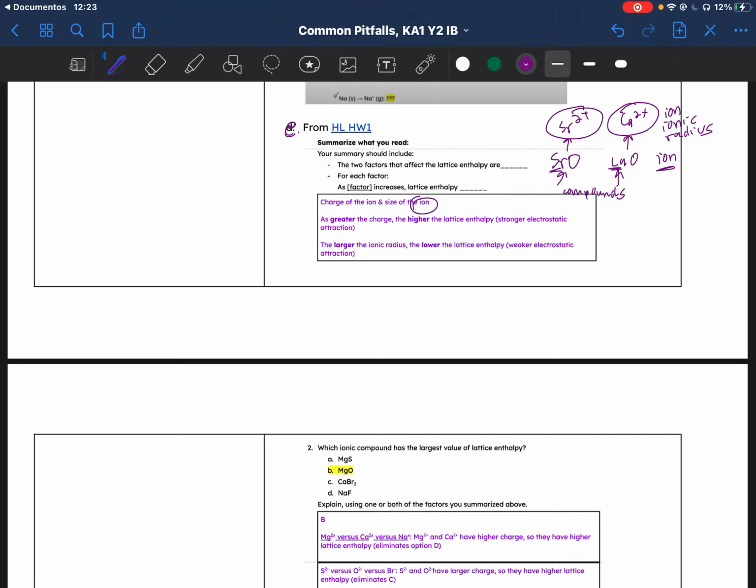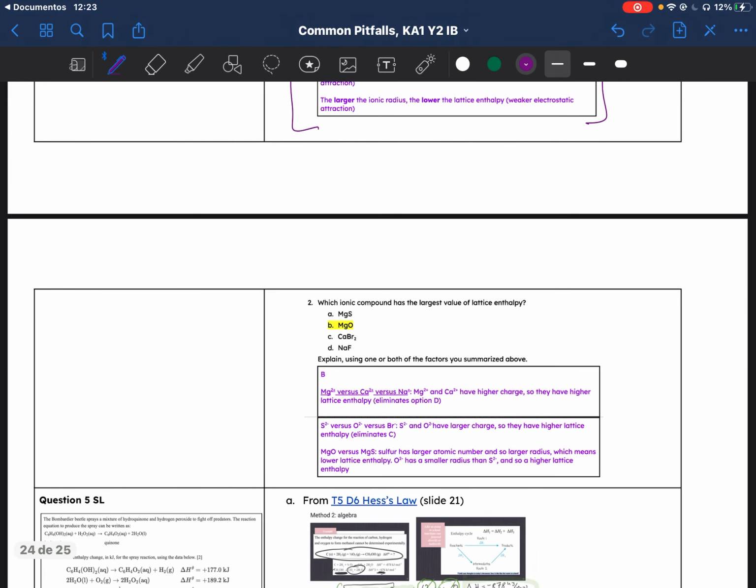You would have gotten this from HL Homework 1. You had to do some reading and some summarizing. Also in the mark scheme, I wrote this out for you. So notice that when I was describing the relative size of the ions, I was actually mentioning the full ion and not the whole compound.